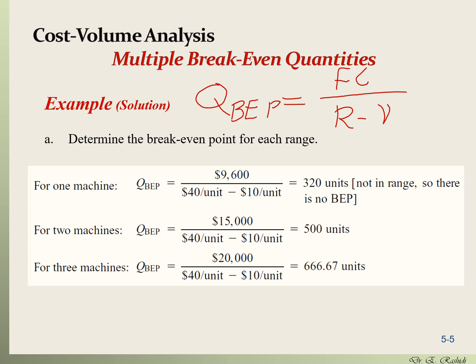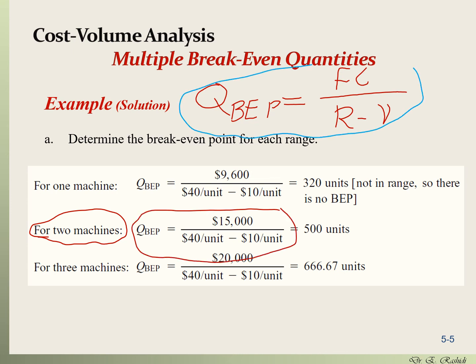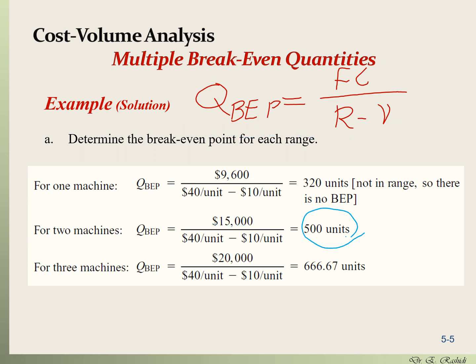So let's do the analysis for when you have two machines. We're gonna use the same formula. Break-even point quantity is fixed cost divided by revenue minus variable cost. The fixed cost for two machines is $15,000 divided by $40 revenue minus $10 variable cost. That's $15,000 divided by 30, which is 500 units. So the break-even point quantity for two machines is 500.